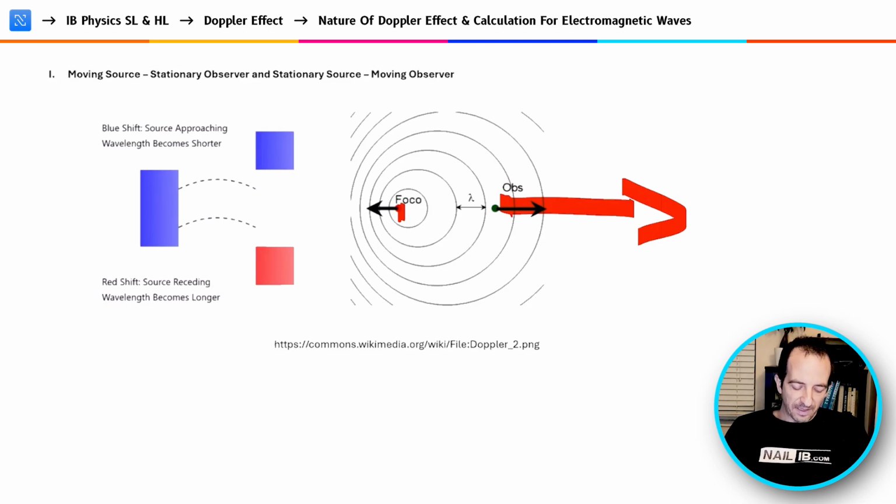Conversely, if we have somebody who is approaching the source of the waves, causing the wave fronts, the crests, to be squeezed together, that leads to a higher frequency, but also a smaller wavelength. A shorter wavelength on the electromagnetic spectrum corresponds to the blue end of the electromagnetic spectrum, which will be a blue shift.